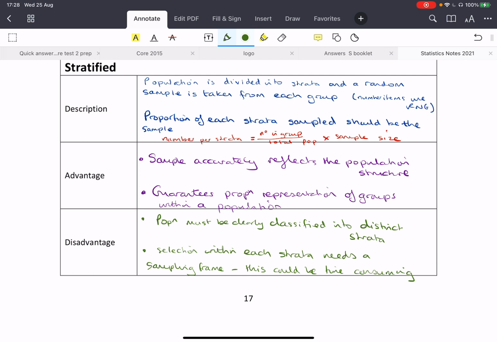Okay, now the plus about this is that your sample would accurately reflect the population structure according to the strata that you had it divided up into. And so it guarantees proportional representation of groups within a population, provided those groups are represented in the strata that was dividing up your population.